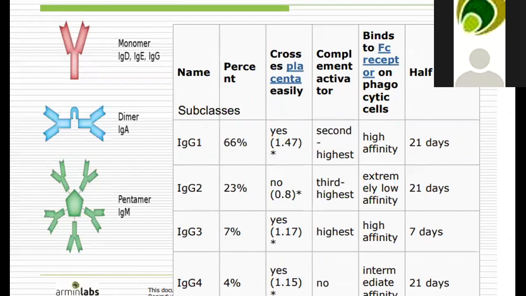Immune globulin G, this is what we all know about. It's a former infection. But IgG has 4 different subclasses, and you see the percentages. It's 66% IgG1 and 23% IgG2, 7% just IgG3, and IgG4 is a minor concentration in our blood, it's 4%. And you see that IgG2 is also not able to cross the placenta. And a very important message is that in every immune reaction with IgG, immune globulin G, to destroy a pathogen, you need complement activation.